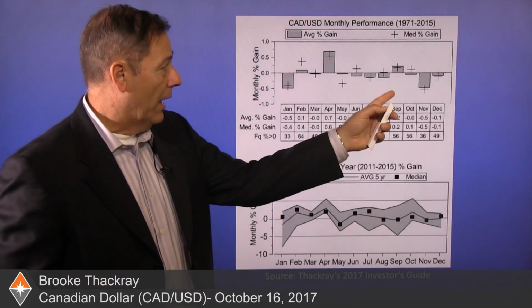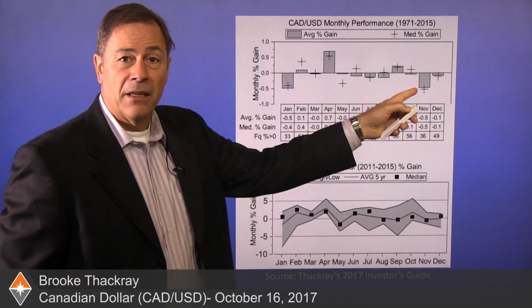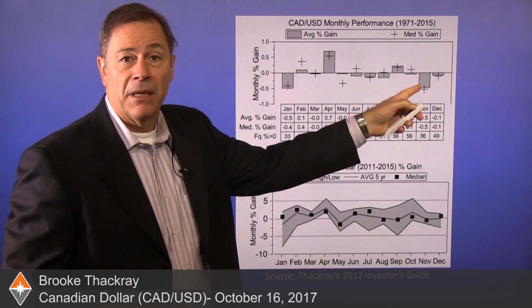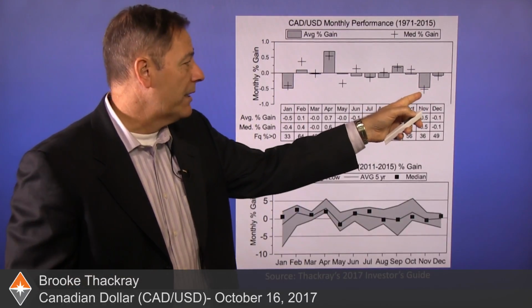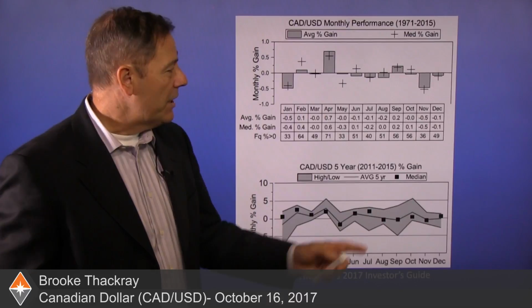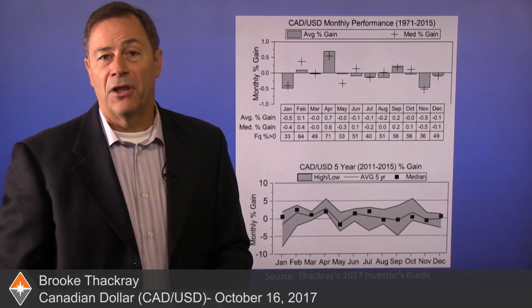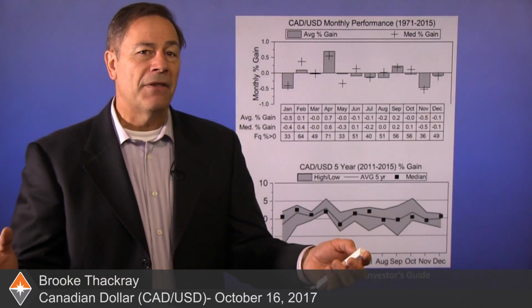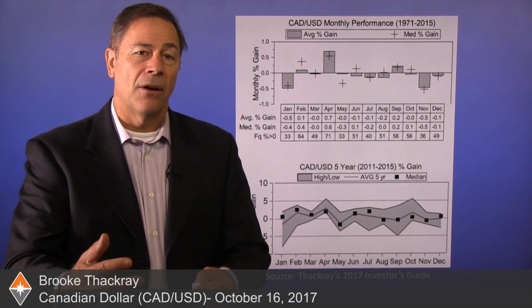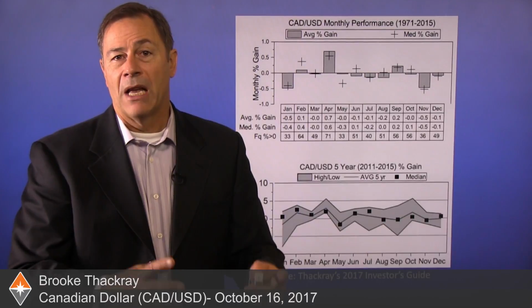You can see here that when it's below zero, that means the average, which is the bar here, the Canadian dollar has lost ground on an average basis, and the cross is the median basis. And you can see here November tends to be one of the weaker months of the year for the Canadian dollar relative to the US dollar. One of the reasons for that is oil tends to not do so well at this time of year.